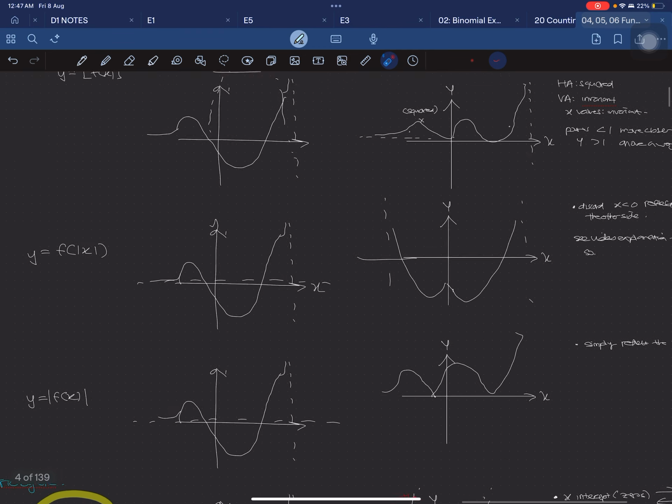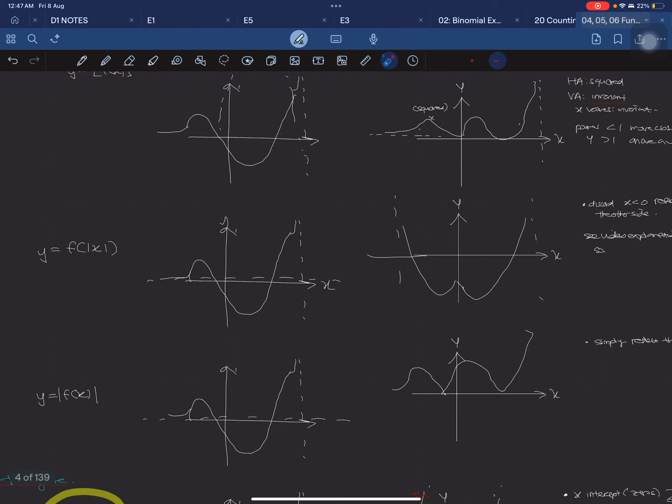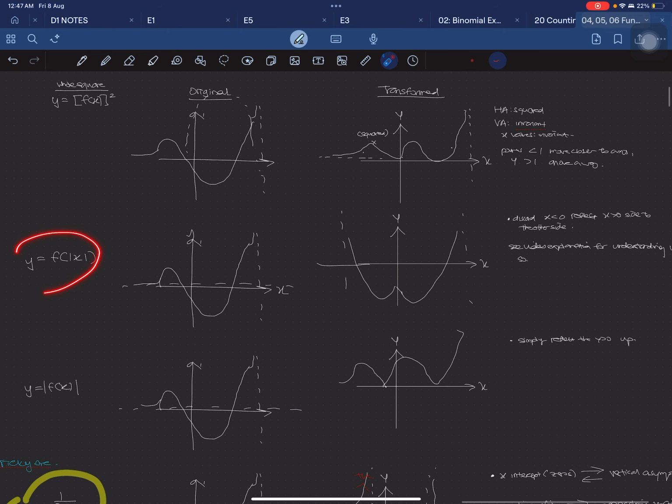As you can see, just to put some context, when you want to transform this graph from y equals f(x), it is a removal of the part where x is less than 0, and you reflect the part where x is more than 0 to the other side. So this is the transformed graph of y equals f mod x.